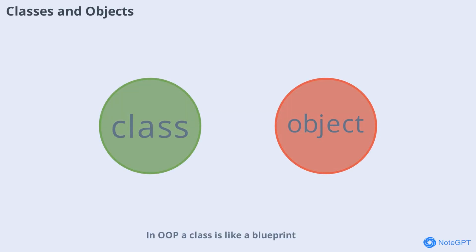In OOP, a class is like a blueprint defining the structure and behavior of objects. An object is an instance of a class containing real values instead of placeholders. For example, a dog class might define properties like breed and age, while an object would represent a specific dog with actual values. Understanding the relationship between classes and objects is fundamental to mastering OOP.